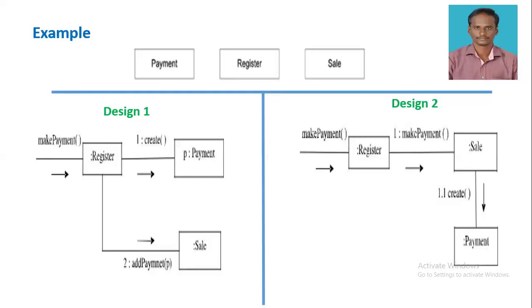It is not necessary. If the register wants to make the payment, it is enough for it to be responsible only for requesting the sale to make a payment. For that, the sale only has to request the payment class to create a payment. So design one has the register class with two responsibilities. We have reduced the responsibility from two to one with design two. So now the register has only one responsibility and the sale has only one responsibility. This is how we have to design classes.